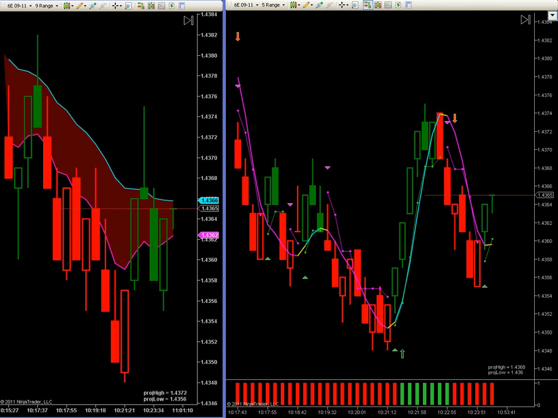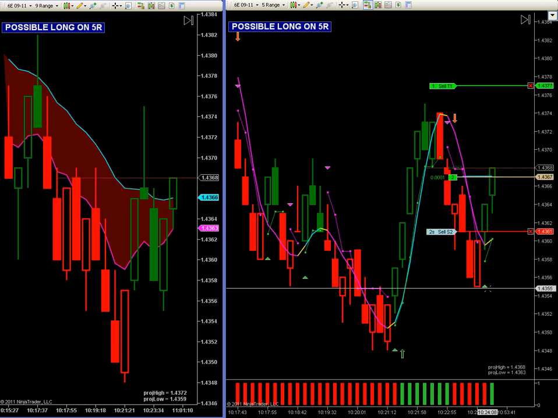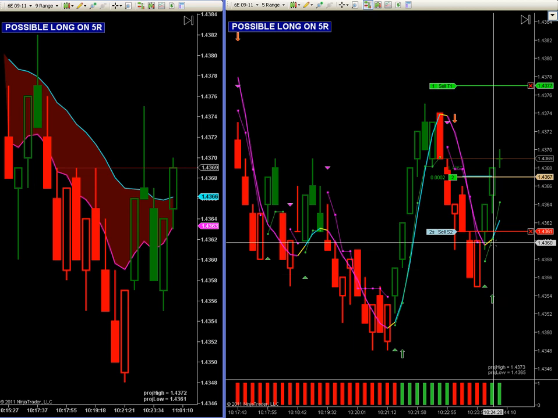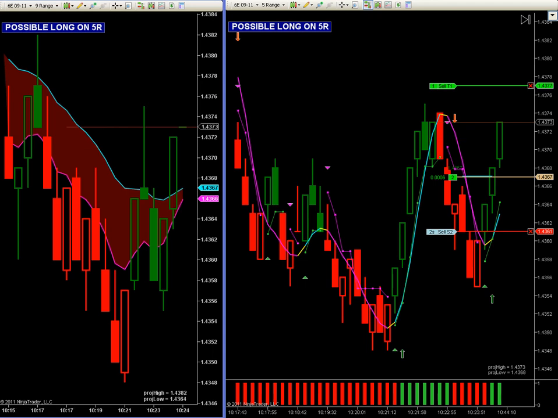Okay, so we're waiting for the aqua moving average and also price breaking above 43.67 on 5 range. Okay, we got it. So we place an order because on the 5 range we have the triangle, we have the slope going up, we have the momentum, and we just got in at 43.67.